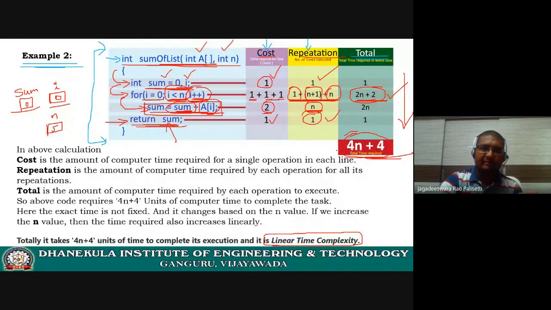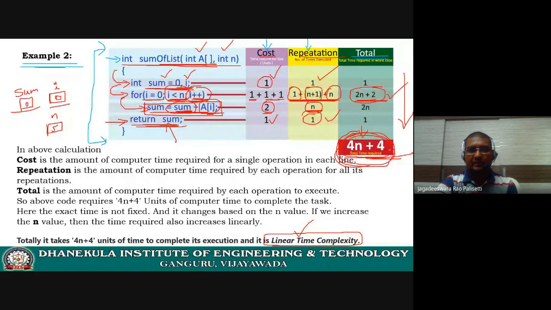But here, the time complexity, 4n plus 4, will change every time. On what basis? On the basis of the n value. On the basis of the n value, the time complexity of this particular piece of code will change. If I give n equal to 10, the time taken by this program is 44. If you take n equal to 2, the time taken is 4 plus 8 plus 4. So those types of algorithms or pseudo code whose time complexity depends upon a variable are considered linear time complexity.